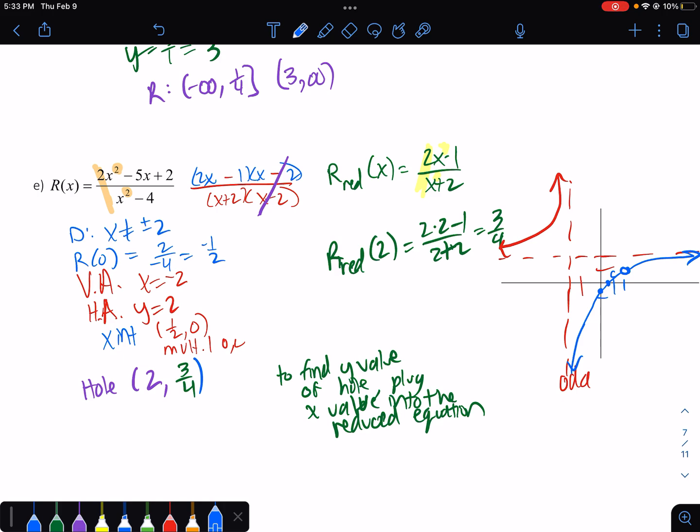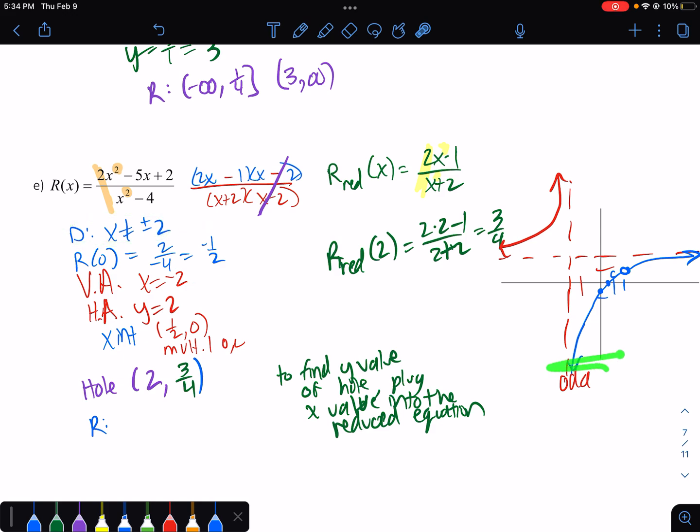Okay. So notice here we kept the domain as x cannot be plus or minus 2, because at 2 we don't have any x value because it turned into a hole. So that's where your difference lies on your vertical asymptote versus your domain. Your vertical asymptotes are x equals the number and don't include the x value for the holes, and then your domain is x cannot equal, and it includes the x values for any holes.